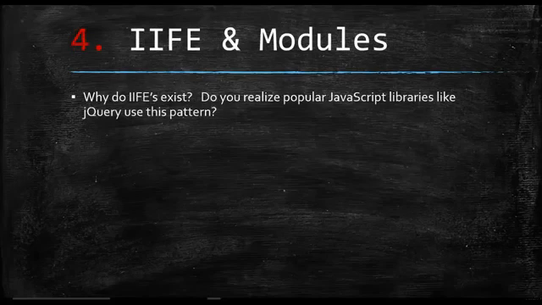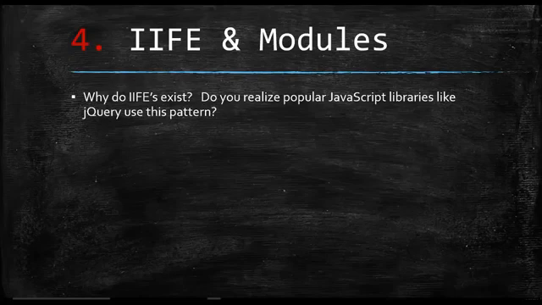Number 4 is the IIFE and the modules. Why do we have the IIFE pattern? Why do we have modules in JavaScript? Why are libraries like jQuery using them? This also goes back to the whole global namespace thing. So IIFEs exist because you don't want to pollute the global namespace.